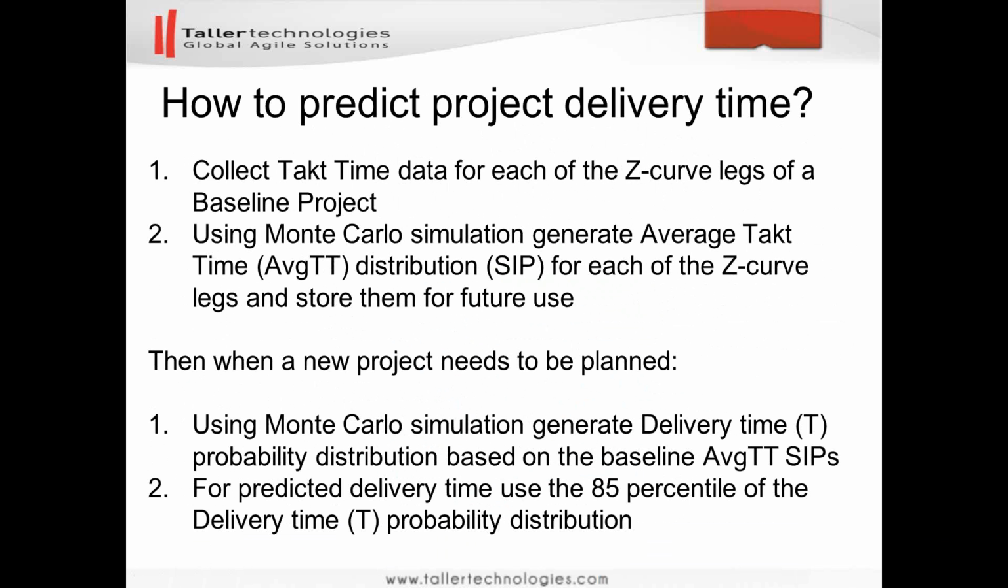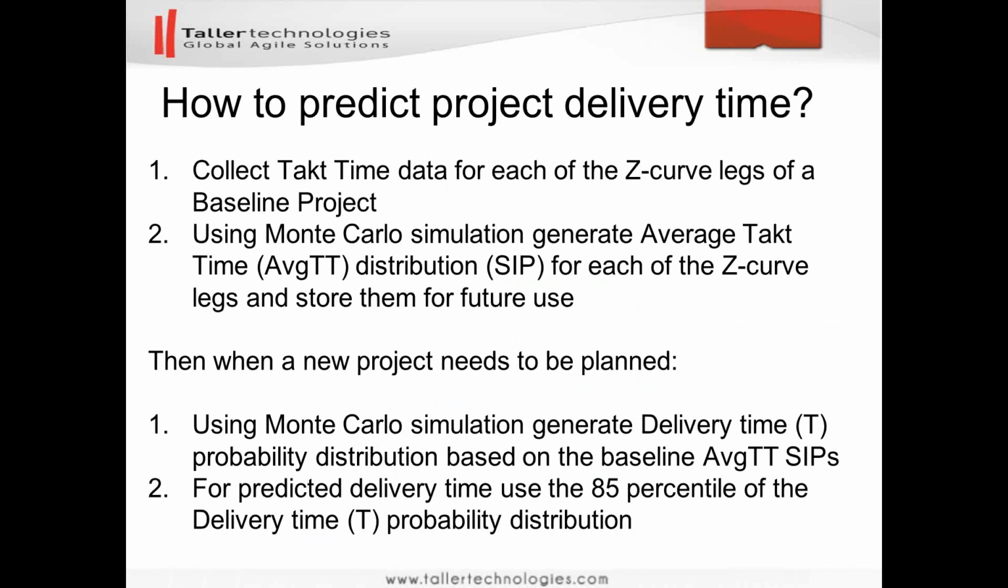Then the second step, we will be using Monte Carlo simulation to generate the average tag time distribution for each of the Z curve legs. And we'll be storing this distribution for future use.